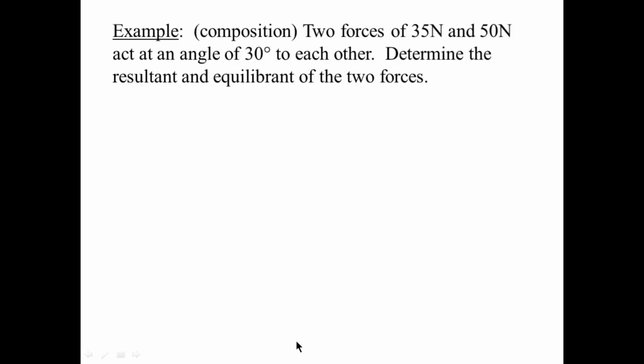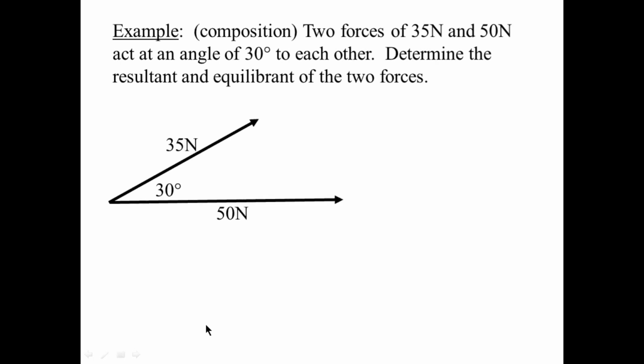Example: two forces acting on an object, 35 newtons and 50 newtons, and they're pulling on this object at an angle of 30 degrees to each other. Determine the resultant and the equilibrant of the two forces. Here we have our object. One force pulling in this direction at 35 newtons and another force pulling in this direction at 50 newtons, and there's an angle between those two forces of 30 degrees.